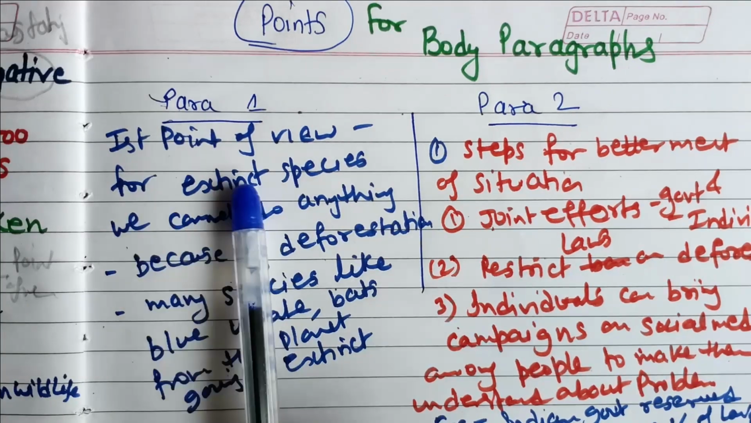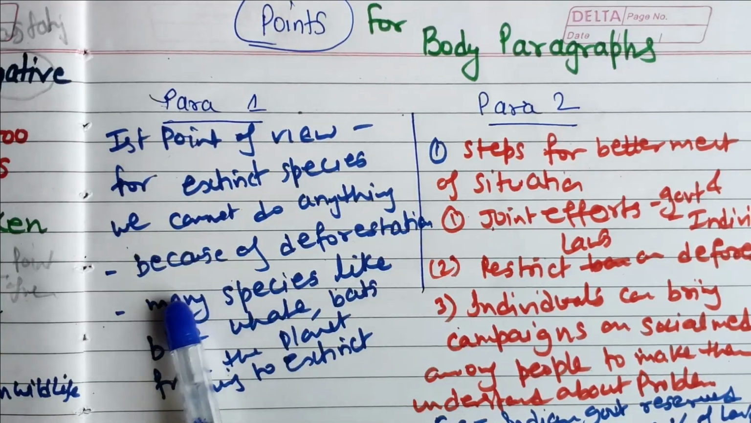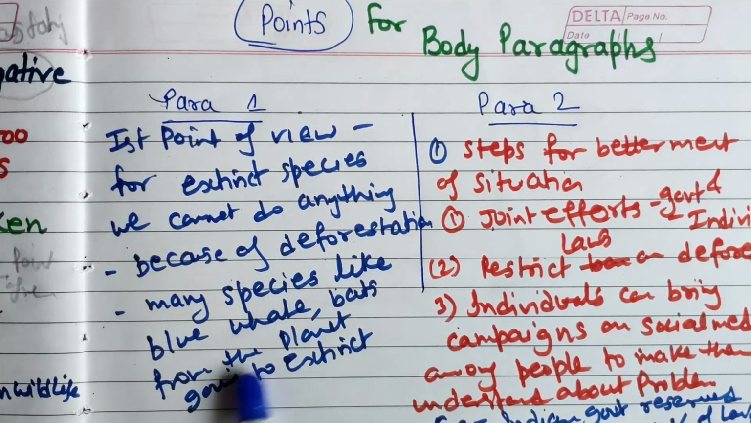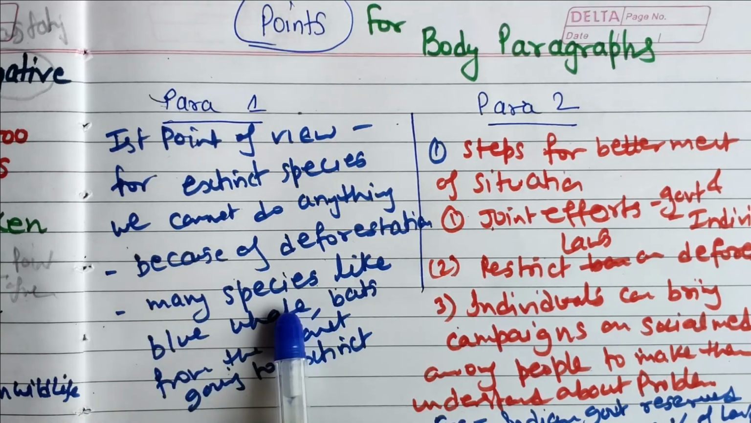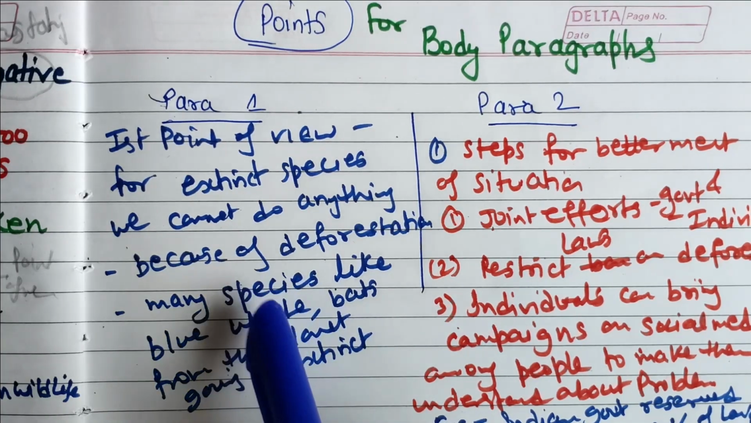First point of view: for extinct species we cannot do anything. So they are having this kind of thinking. Because of deforestation, many species like the blue whale and bats from the planet are going extinct. These examples I forgot to add in my essay, so now I will be adding them.